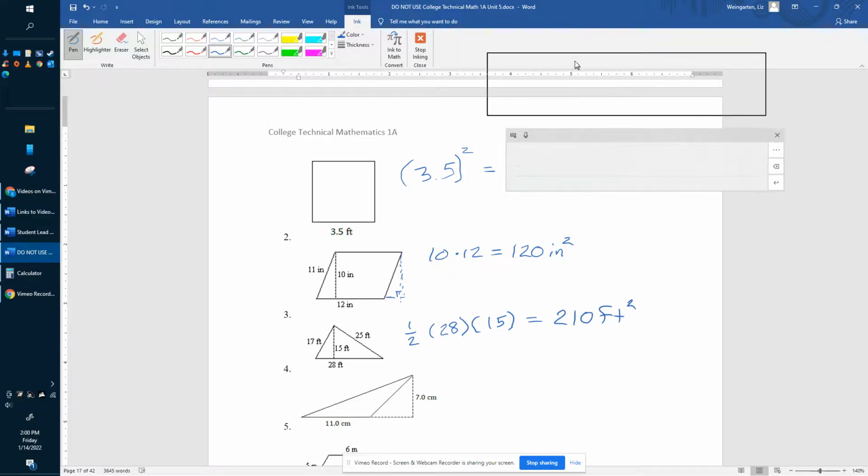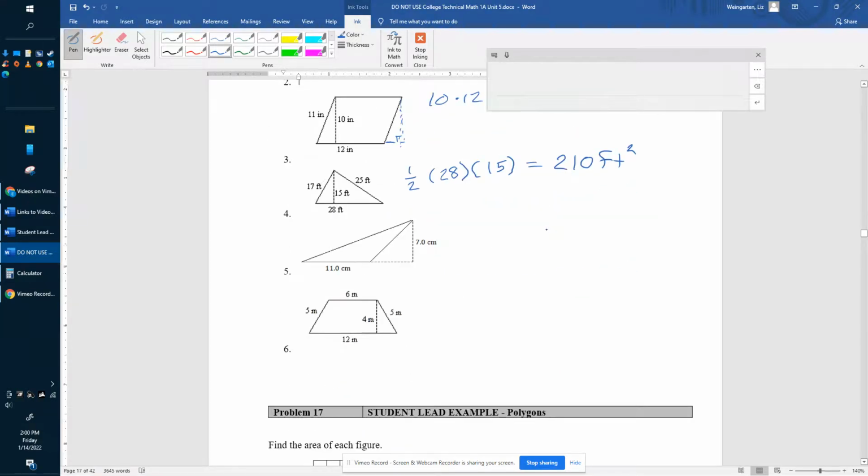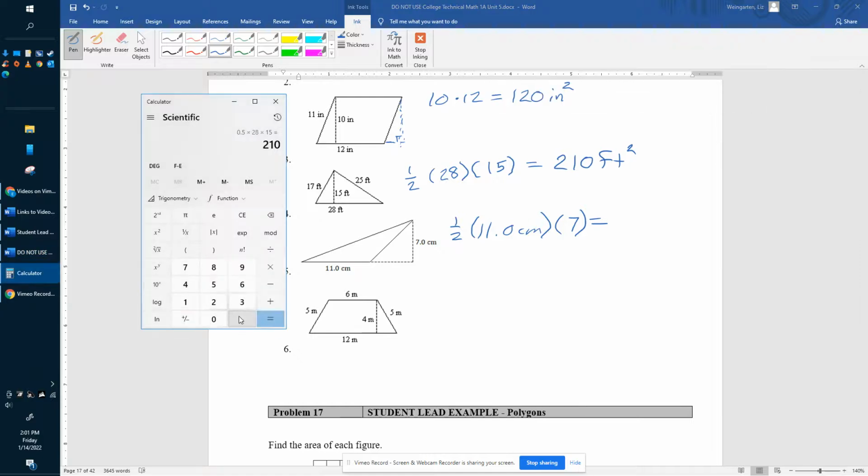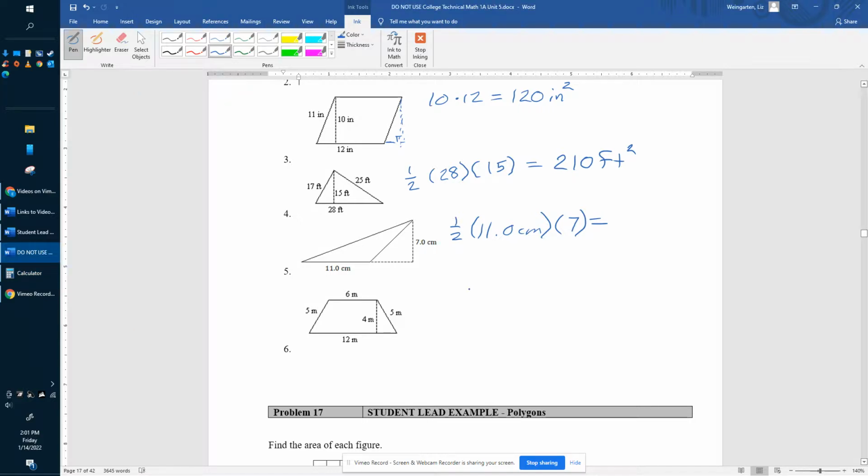How about number 5? Well, this one's weird. So we have our triangle, but our height is on the outside of the triangle. That's okay, that's not a problem. We're still going to use the same formula. 1/2 times the base times the height. So let's do that. 0.5 times 11 times 7 is 38.5 centimeters squared.